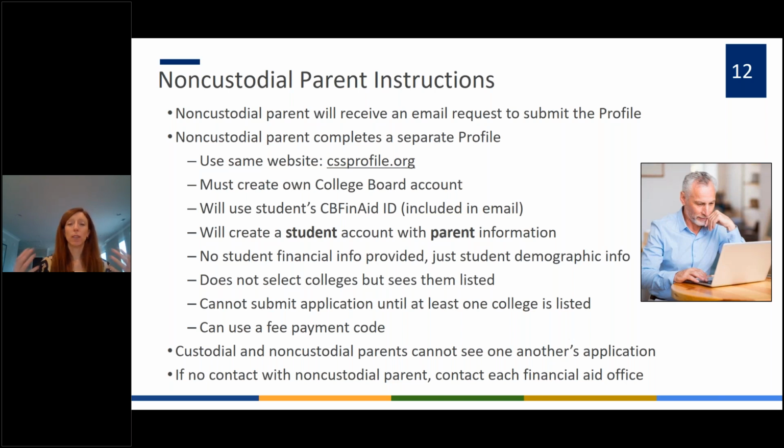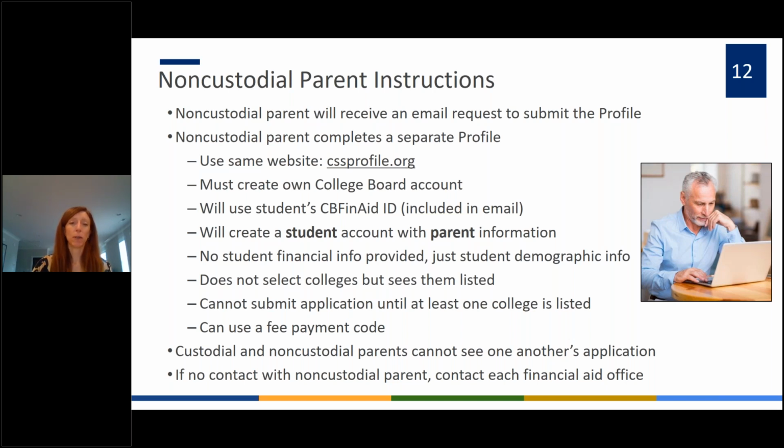So every student that completes the profile has this ID. It's called this CB FinAid ID. When my mom gets that email saying, go ahead and complete the profile, it will include that ID number so that when she goes to complete her own profile, she can put that in so that her profile links with my custodial parents' profile. The parents don't see each other's information, so that is kept separate, but they do need to both complete their income and their asset bill and all their information on their own CSS profile.